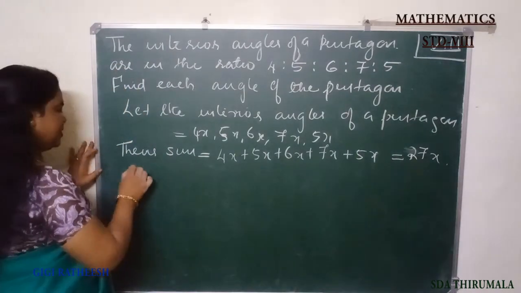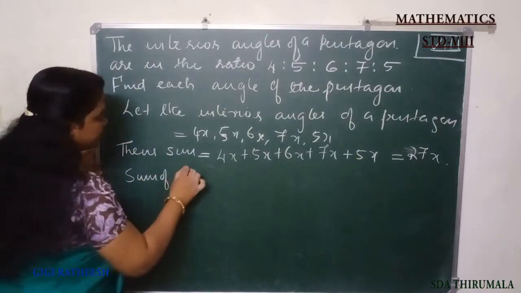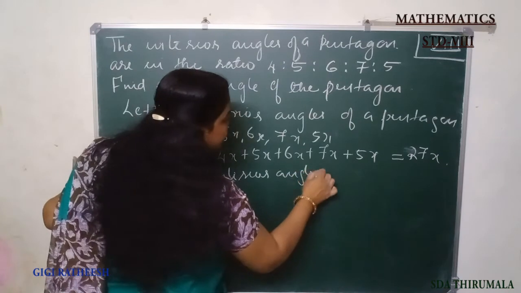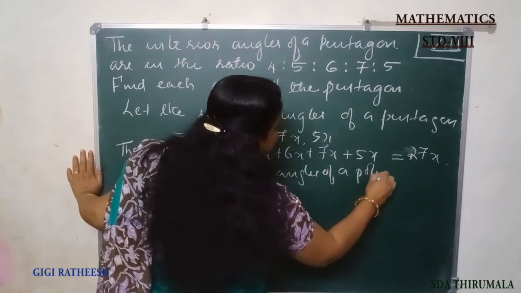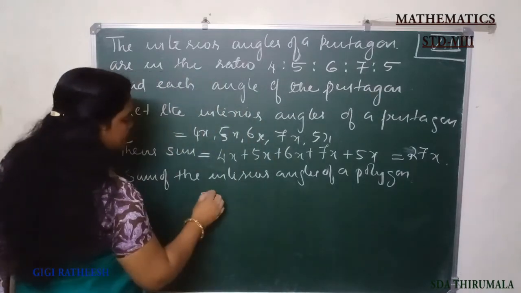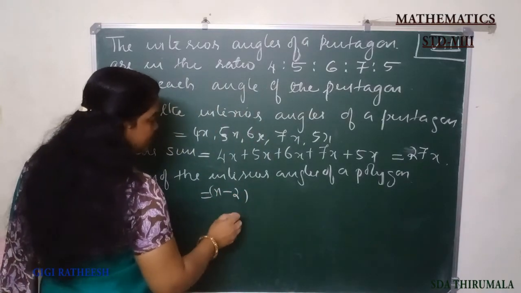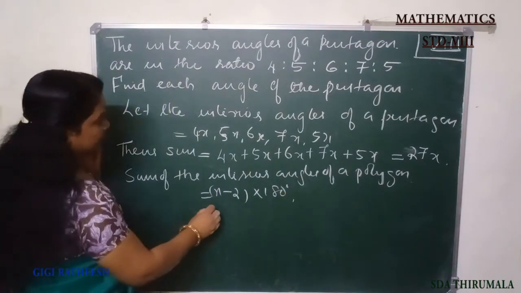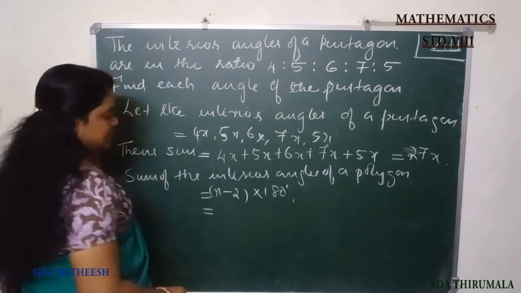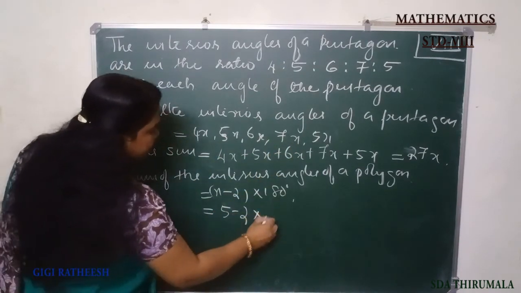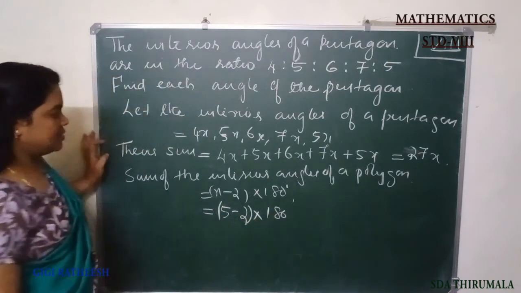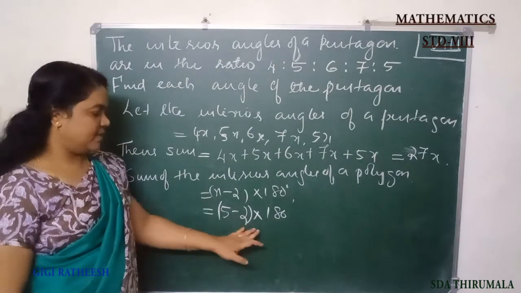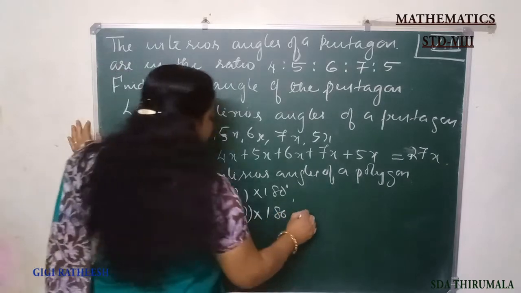And the sum of the interior angles of a polygon is equal to n minus 2 into 180 degrees. Here how many sides? 1, 2, 3, 4, 5. 5 sides, that is 5 minus 2 into 180 degrees. Number of sides is equal to 5, and minus 2, that is 2 less than the number of sides. So 5 minus 2 into 180 degrees is equal to 540.